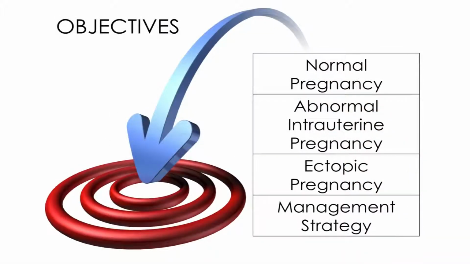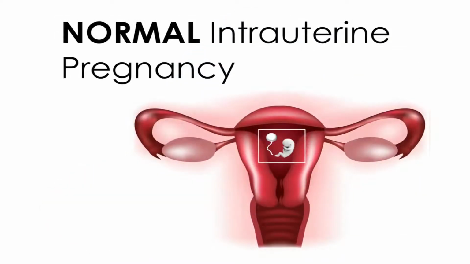The objectives for this module include the ultrasonic evaluation of normal pregnancy, abnormal intrauterine pregnancy, and ectopic pregnancy. We will also discuss the management strategy you will use to manage these patients based on your ultrasound exam. First, let's discuss normal intrauterine pregnancies.